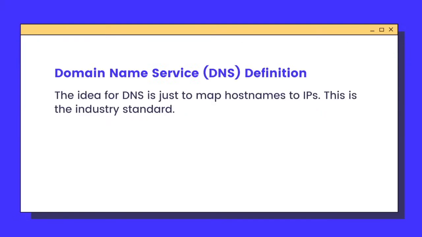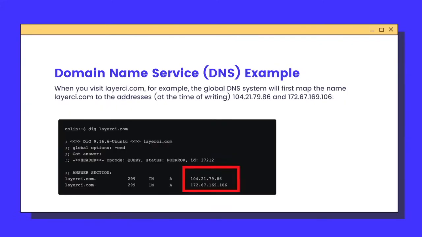So let's talk about DNS a little bit. The idea for DNS is just to map host names to IPs. When you visit layerci.com, for example, the global DNS system will first map the name layerci.com to the addresses at the time of this video, 104.21.79.86 and 172.67.169.106, which are just arbitrary computers connected to the internet. And you can use the dig command on a website to see where those addresses are. So this is saying, for the key layerci.com, the values are these two.